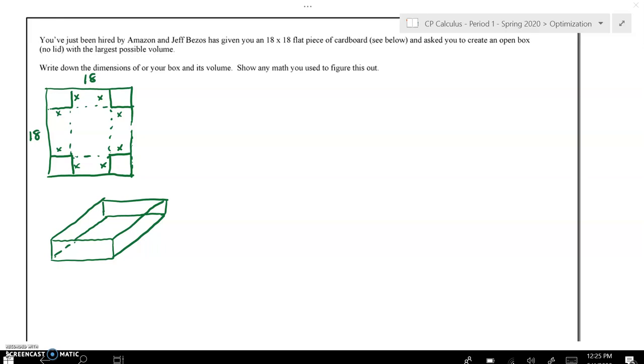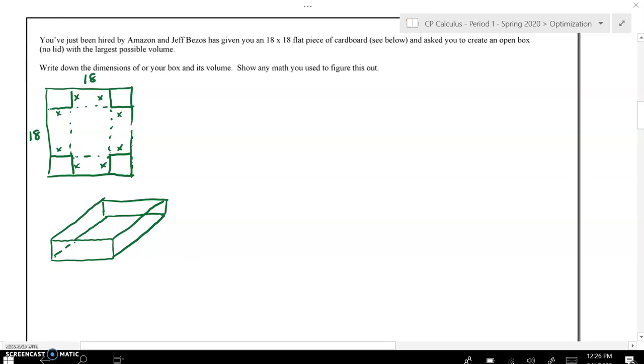It would be folded along those dotted lines to make this box that you see below it with an open top. So what is that x value that I would have to cut out from either side, top and bottom, to be able to fold it up and have myself a box that has the most volume that I could possibly get out of it, given the fact that I only have an 18 by 18 sheet of cardboard? So there's my sketch. That'll be step number one.